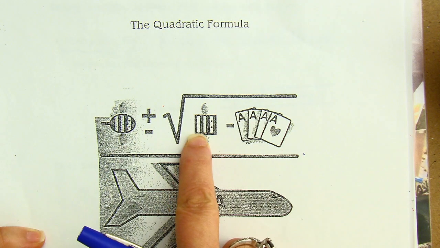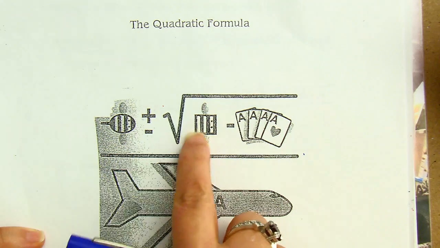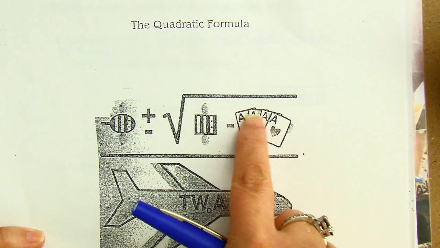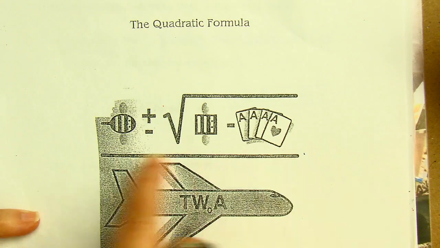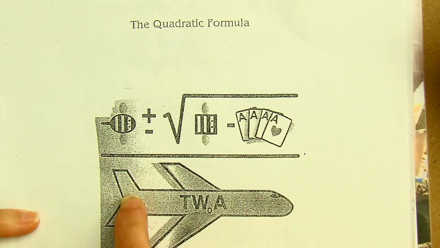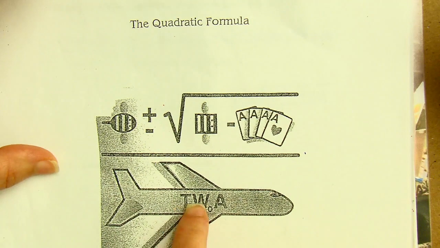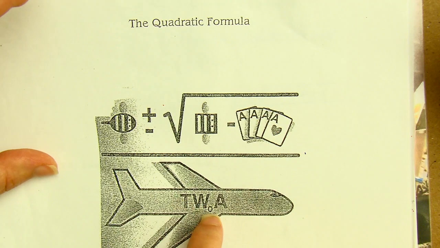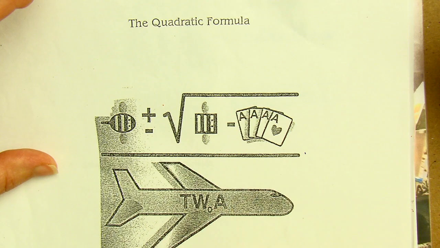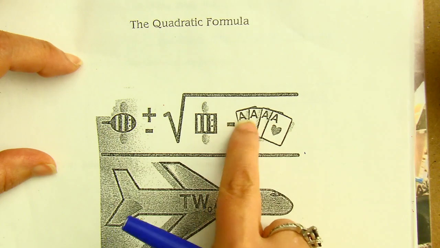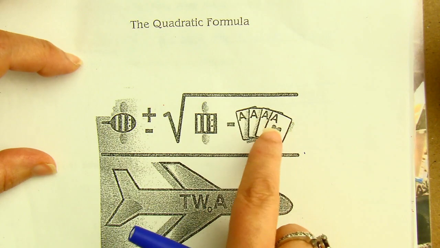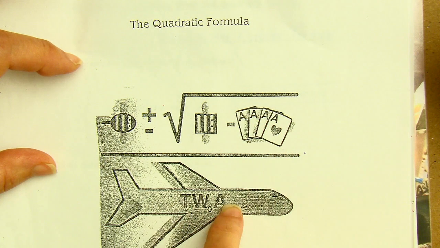It's square. So, plus or minus the square root of b squared minus 1, 2, 3, 4 aces, or 4ac, all divided by this large airplane. If you look at the airplane, it's saying TW subscript O, there's your 2a. Years ago, there was an airline called TWA, and that's why it's an airplane. One more time: negative b plus or minus the square root of b squared minus 4ac, 4 aces, over 2a.